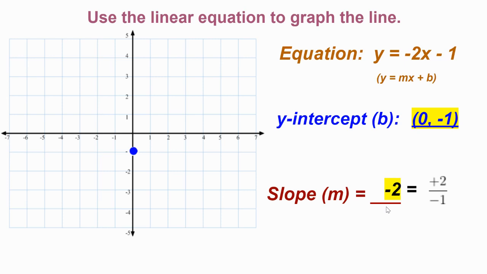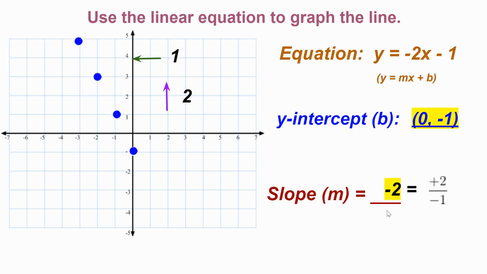So I'm going to go up 2 and left 1. Count up 1, 2, left 1, boom. Put a point. Up 2, left 1, put a point. And you can see that our slope is slanting the correct way. It's slanting up and to the left. But notice that's only half of what I want you to do for the line.